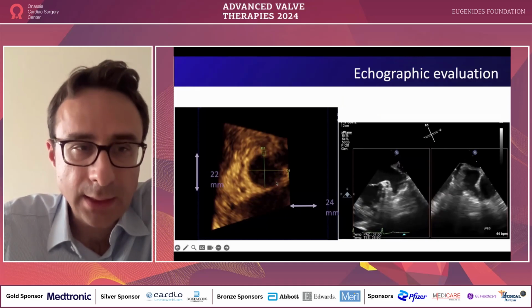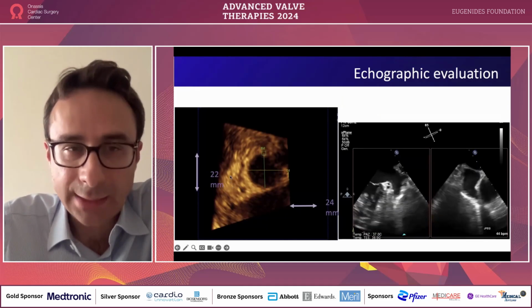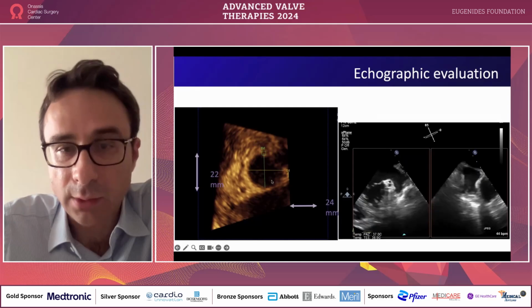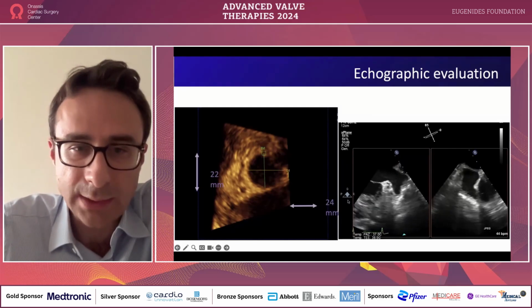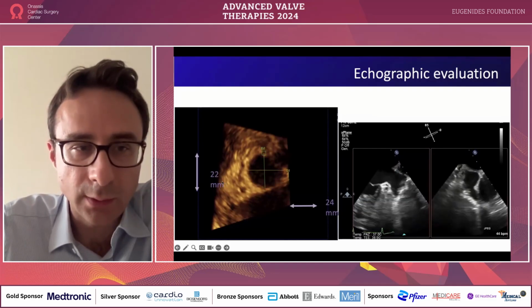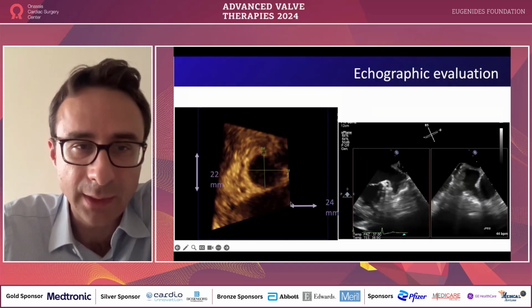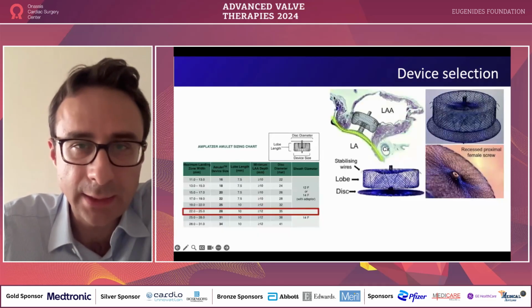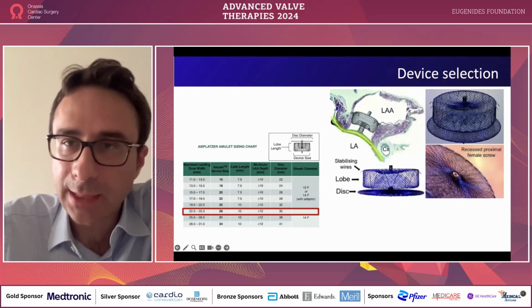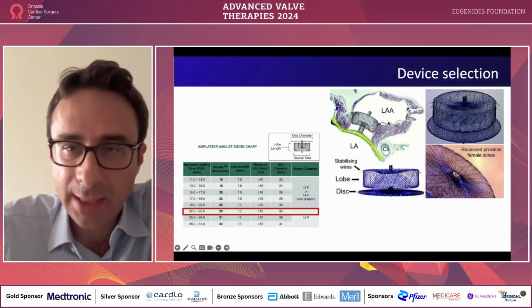In the same case, the landing zone measured with the transesophageal echo was quite similar. There was a very good concordance that we do not always see. Here it was around 22/24 millimeters, so it was not as elliptical as we typically see, and we decided to utilize an Amulet device.